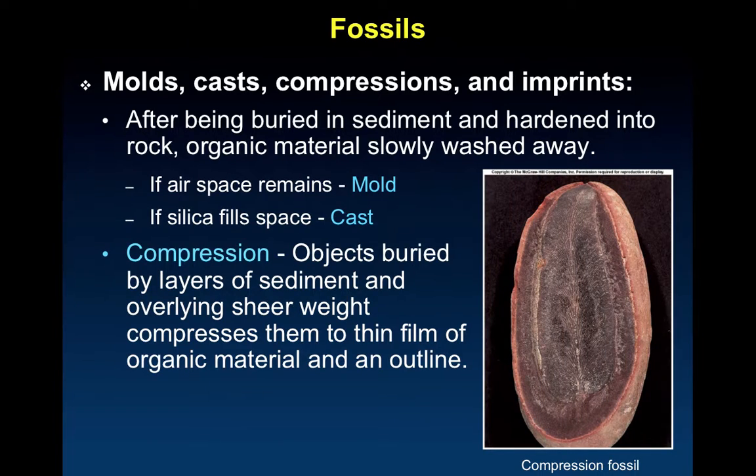And then a compression occurs when objects are buried by layers of sediment and overlying sheer weight compresses them into a thin film of really just an outline. So here's an example of a compression fossil where you're not getting a nice 3D image of what that looks like. You're getting a 2D crushed version, which is fine. It works. So the image of an impression is called an imprint, where maybe the fern leaf wasn't there anymore, but it was at one point, and then it moved away and just left an imprint. Think like tracks of animals, humans. Use something similar to that.